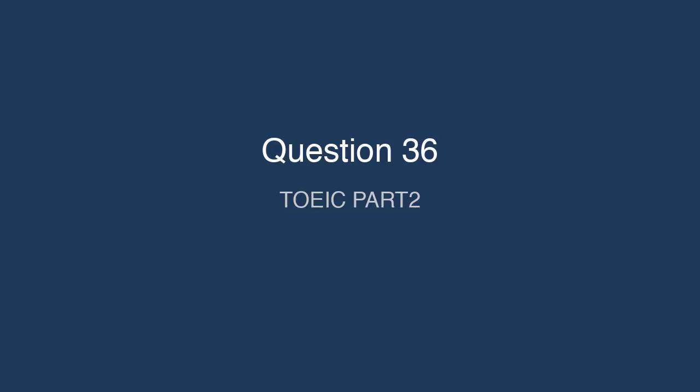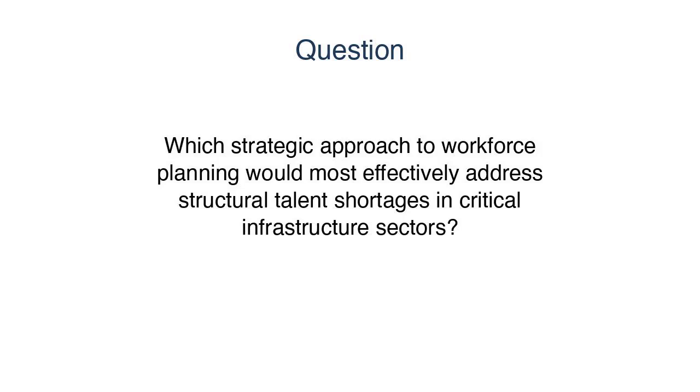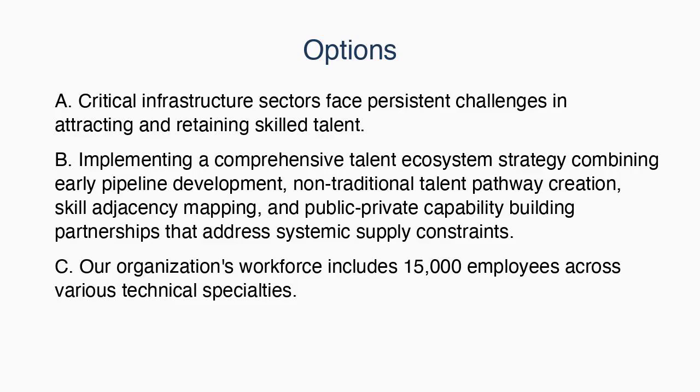Question 36. Which strategic approach to workforce planning would most effectively address structural talent shortages in critical infrastructure sectors? Here are your options. A. Critical infrastructure sectors face persistent challenges in attracting and retaining skilled talent. B. Implementing a comprehensive talent ecosystem strategy combining early pipeline development, non-traditional talent pathway creation, skill adjacency mapping, and public-private capability building partnerships that address systemic supply constraints. C. Our organization's workforce includes 15,000 employees across various technical specialties.